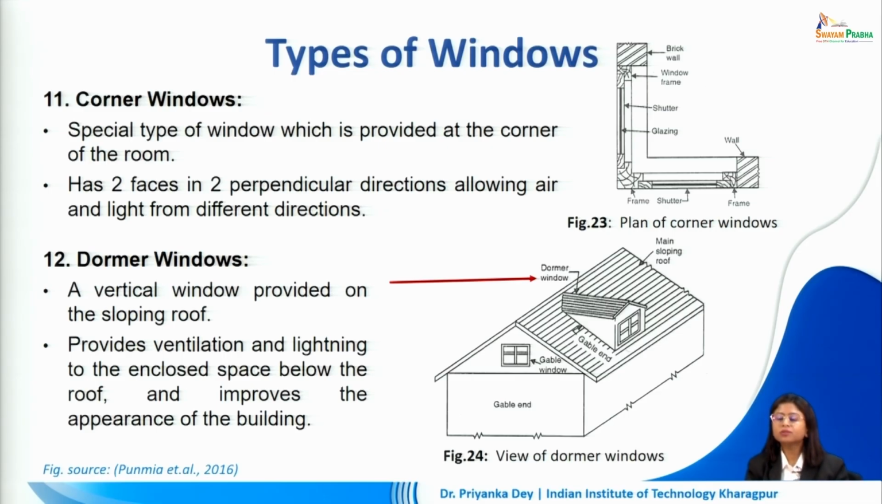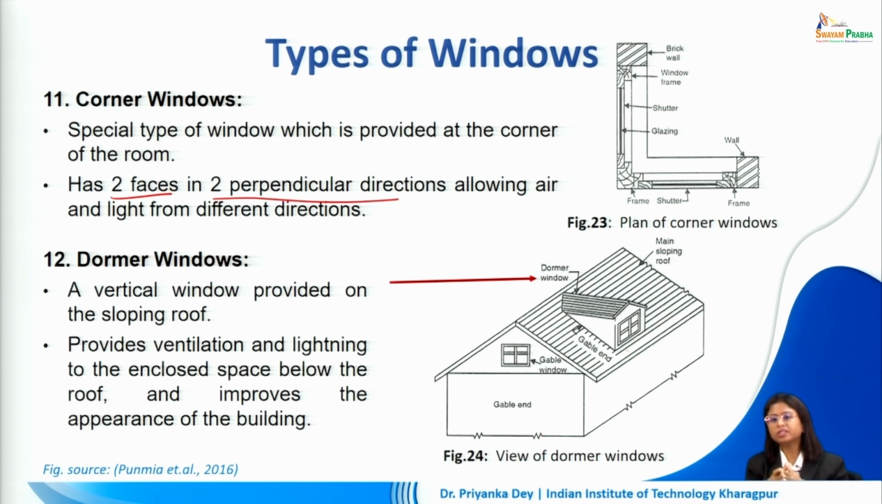The next type is called corner window, and as the name suggests, this type of window is provided at the corner of the room. Now the advantage of this window is it has two faces and in two different directions. So it's allowing air and light from different directions.